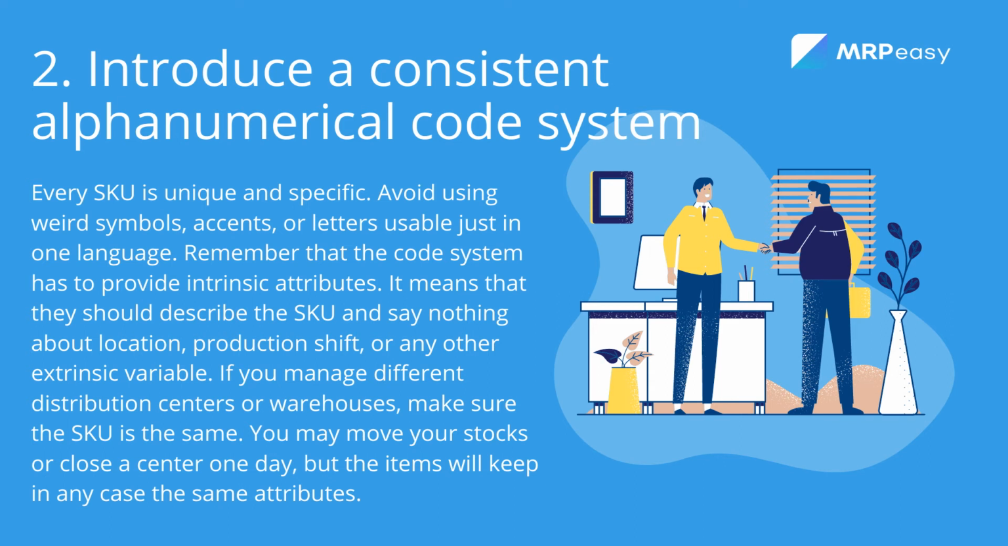2. Introduce a consistent alphanumerical code system. Every SKU is unique and specific. Avoid using weird symbols, accents, or letters usable in just one language. Remember that the code system has to provide intrinsic attributes. It means that they should describe the SKU and say nothing about location, production shift, or any other extrinsic variable. If you manage different distribution centers or warehouses, make sure the SKU is the same. You may move your stocks or close a center one day, but the items will keep in any case the same attributes.